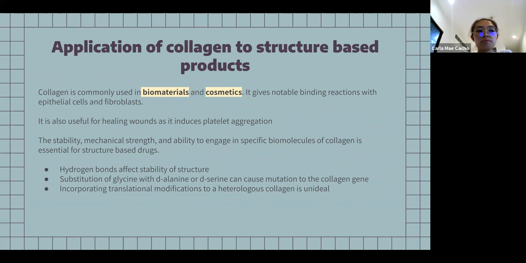First is that hydrogen bonds affect the stability of structure. Second is that the substitution of lysine and D-alanine or D-serine is said to stabilize collagen, but can actually cause the mutation of the collagen gene. And the last is that incorporating translational modifications to a heterologous collagen is unideal. Now the next slide is to be discussed by Bianca Migliara.